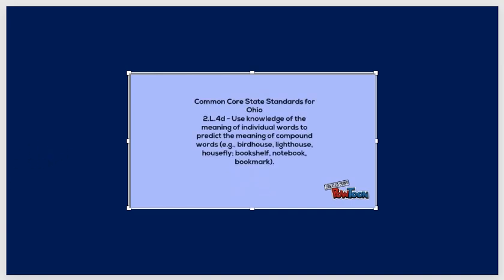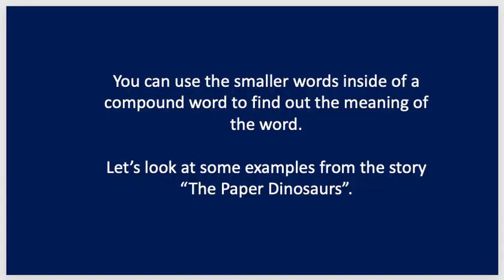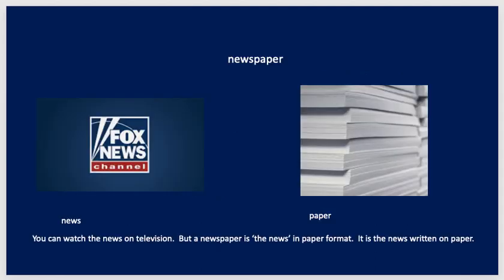The Common Core State Standards for Ohio state that a second grader will use knowledge of the meaning of individual words to predict the meaning of compound words, such as birdhouse and notebook. So for our story, there are several examples, and you can use the smaller words inside of a compound word to find out the meaning of it. So in Paper Dinosaurs, you have newspaper.